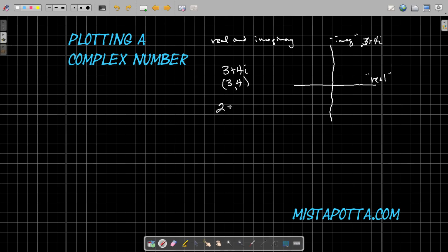If I wanted to graph 2 minus 5i, I would go over 2 and down 5, and this is going to be 2 minus 5i. And if I wanted to do negative 1 plus 6i, I'm going to go to the left 1 and up 6. So this is going to be the point negative 1 plus 6i. Graphing these is fairly easy because all I need to do is think of my real component as my x coordinate, and my imaginary component as my y coordinate. So plotting complex numbers is pretty straightforward.